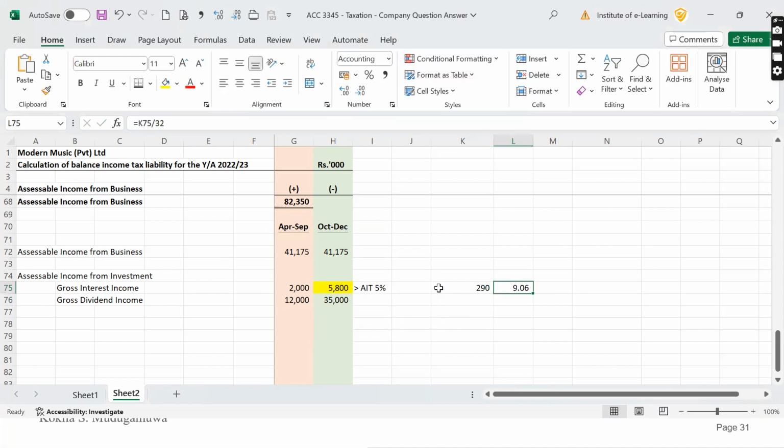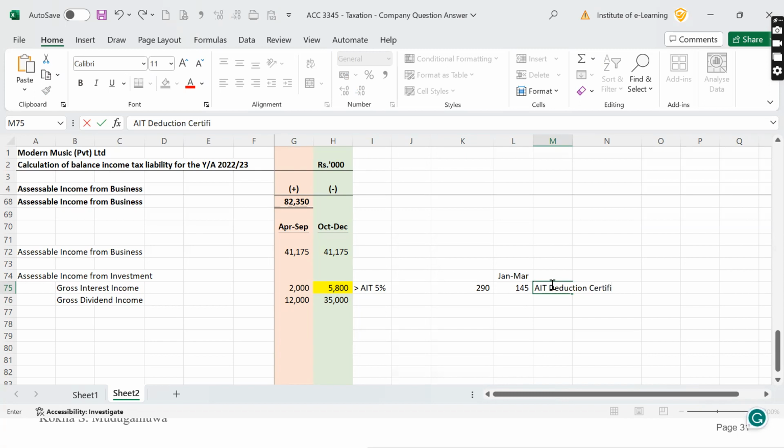Because it is the last 3 months only. For calculation purposes, I will use half of this, because withholding tax is applicable for January to March. Advance income tax was implemented from January 2023 onward, so it is applicable only for the last 3 months. So I will take this credit as 145. Make sure you verify with the advance income tax deduction certificate given by the bank.